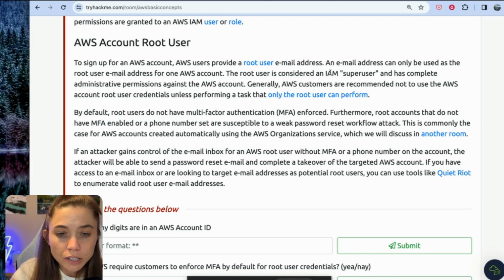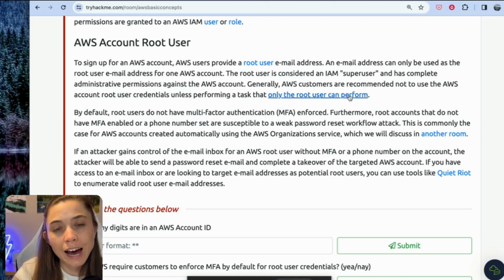And the root user is considered an IAM super user and has complete administrative permissions against the AWS account. Generally, AWS customers are recommended not to use the AWS account root user credentials unless performing a task that only the root user can perform. You really want to avoid having your root user account be your day-to-day activity account. You want to be logging in as the root user as rarely as possible.